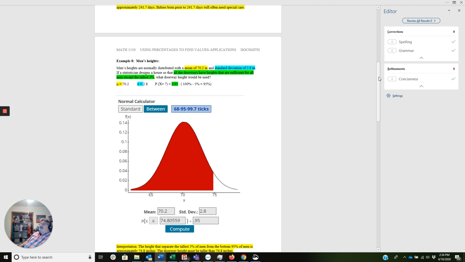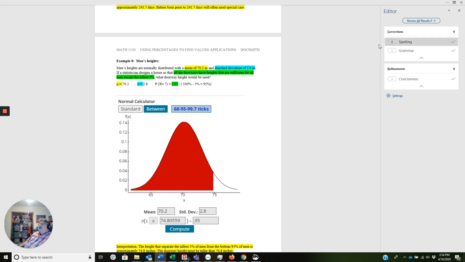So anyway, men's heights are normally distributed with a mean of 70.2 inches and a standard deviation of 2.8 inches. If a statistician designs a house so that all doorways have heights that are sufficient for all men except the tallest 5%, what doorway height would be used?